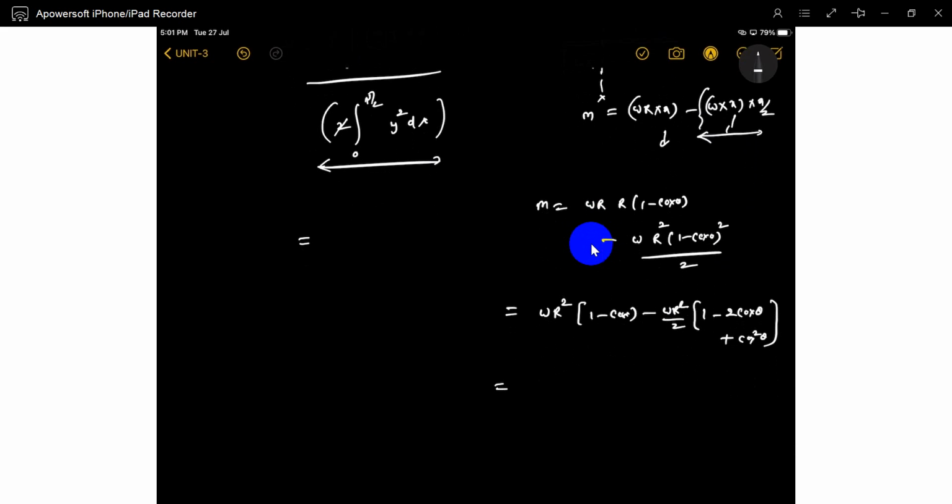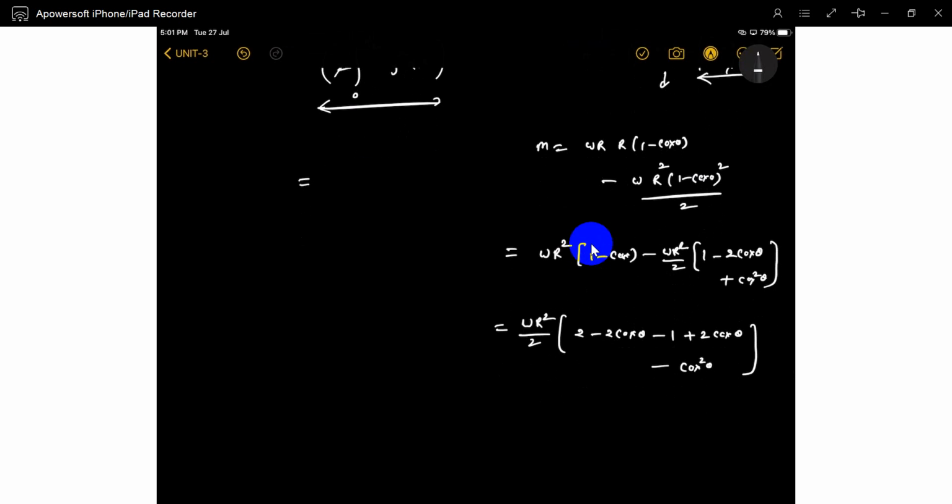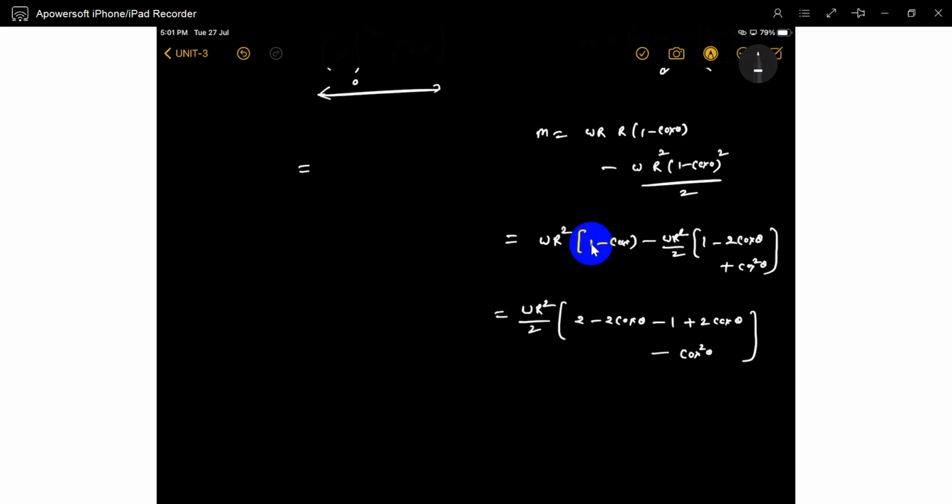So if you take common WR square by 2, cos theta minus 1 plus 2 cos theta minus cos square theta. If you see, 2 cos theta cancels, what will happen? WR square by 2 into 1 minus cos square theta. That's it, the M value without H. You can write it like this.